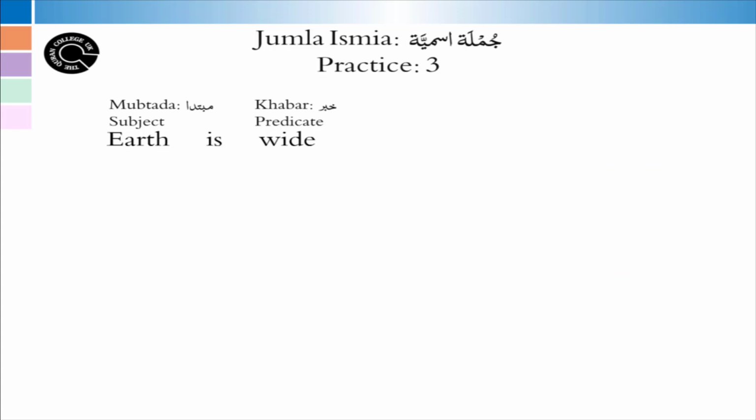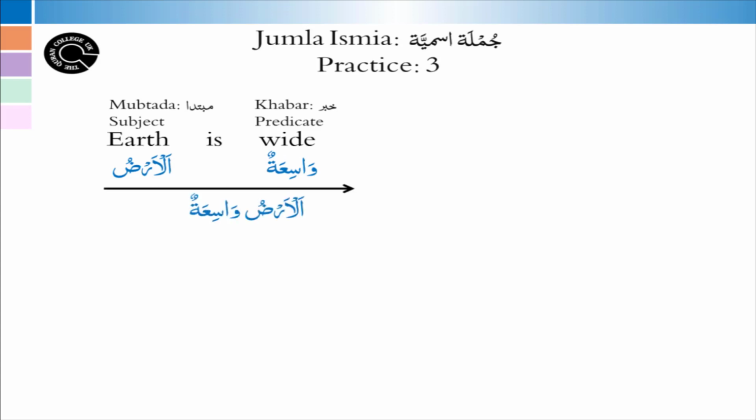In the rest of the practice sentences, we will take some extra steps away so that you can make the construction fast. Our first sentence is Earth is wide. For wide we use Wasi'un, and for earth we would use Al-Ardu. It is a feminine noun. Therefore Wasi'un would become Wasi'atun. Hence the final sentence would be Al-Ardu Wasi'atun.